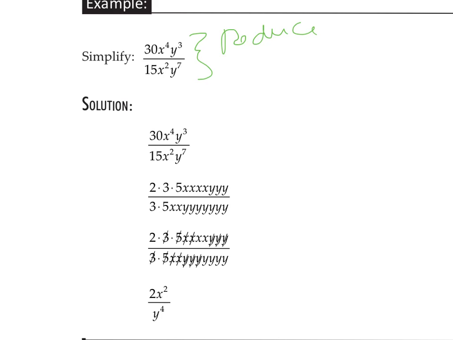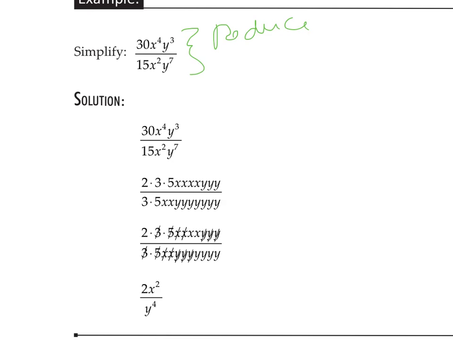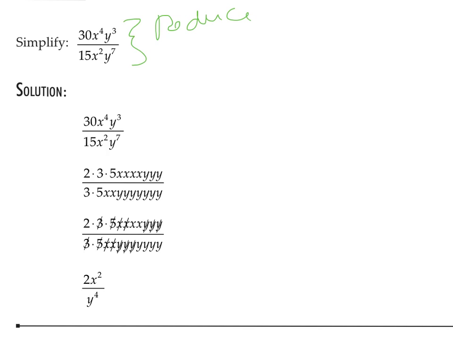So that's what we're going to do. We're just going to reduce. You can see how the author lays out all the factors down here. I'm going to do the same thing so you can see what's going on when you reduce two monomials. First, we're going to look at the numerator. We've got 30x to the fourth y cubed. We're going to write 30 as the product of prime numbers. You can use the tree on the 30. 3 times 10 is 30, and 2 times 5. So we end up with 2 times 3 times 5, and that's your 30.